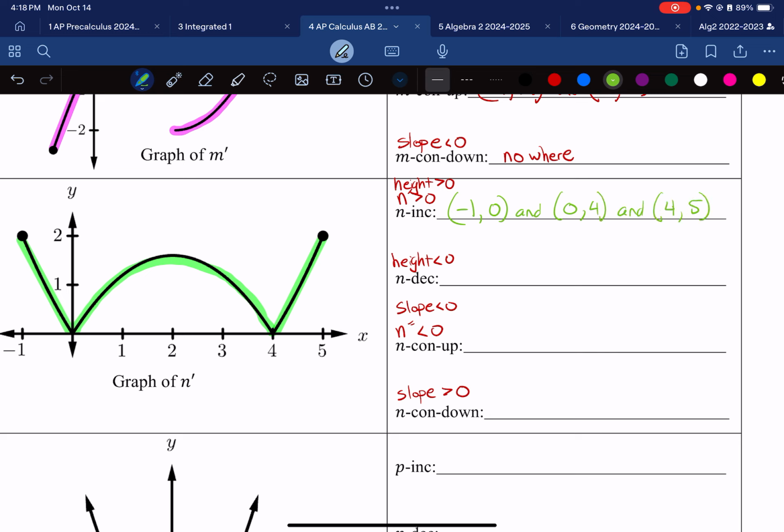That's where I'm increasing. Where am I decreasing? Where's my height less than 0? Well, there's no height less than 0, so nowhere. Say nowhere. Okay, then concave up. So where's my slope less than 0?